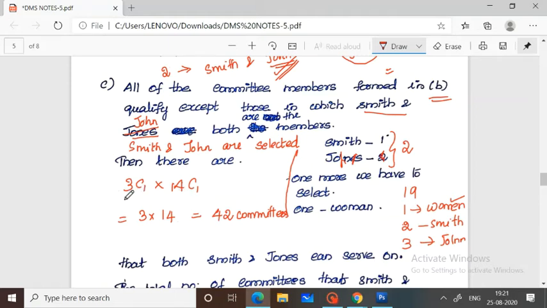We are having 3. Out of the 3 we are selecting 1. So remaining we are having 16.